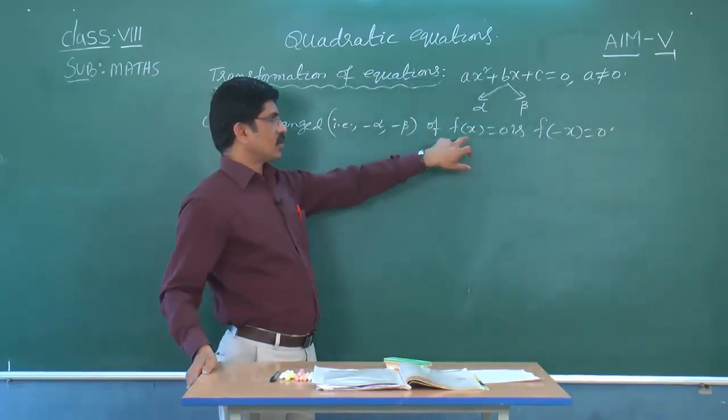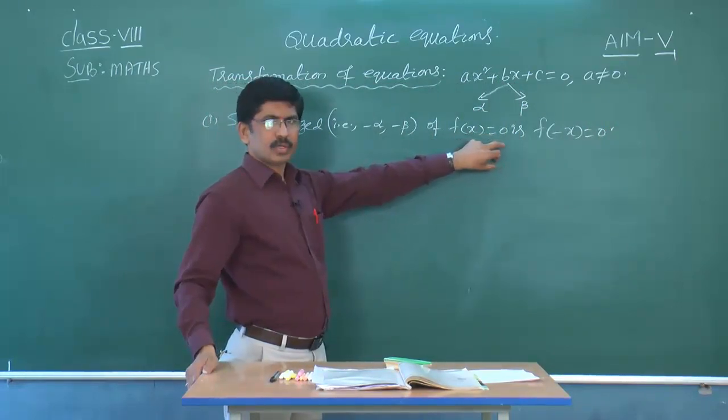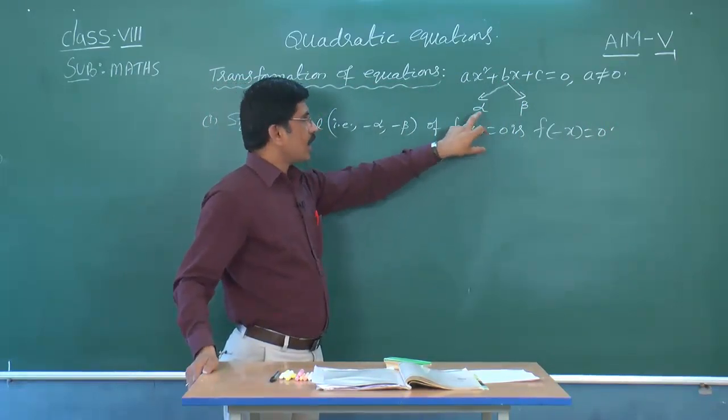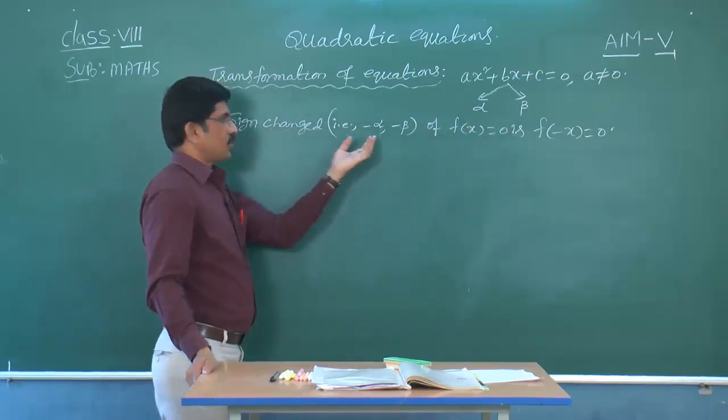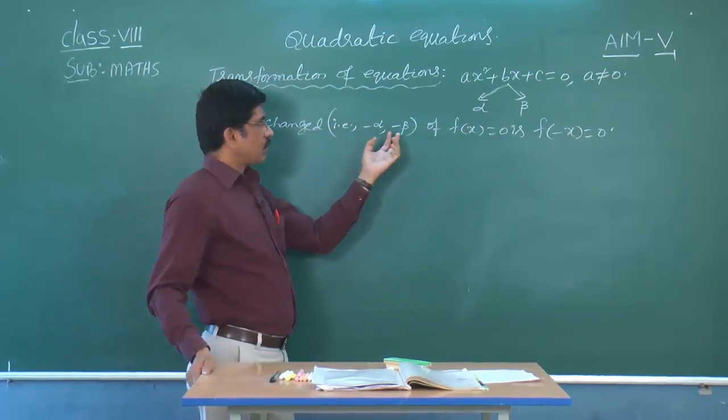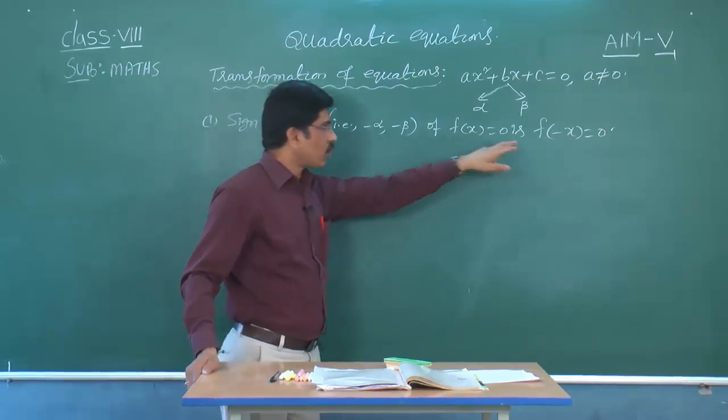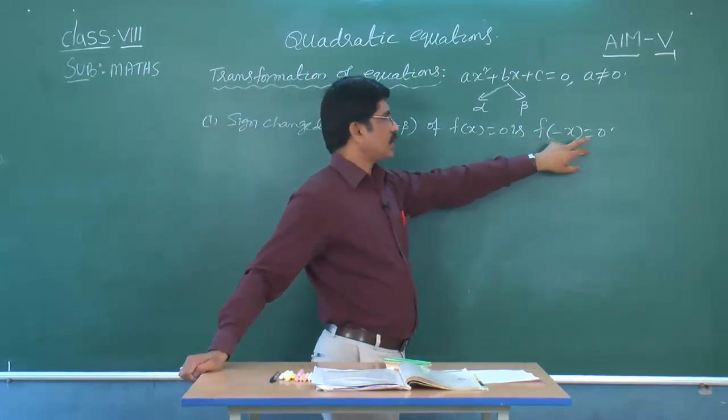The quadratic equation f of x is equal to 0 has roots alpha and beta. When the roots are sign changed, that is minus alpha, minus beta, we get the required equation f of minus x is equal to 0.